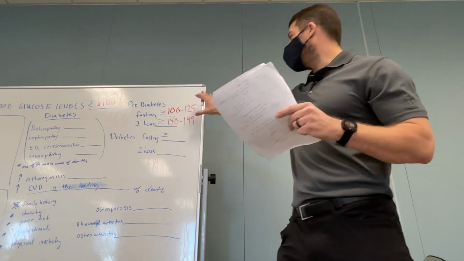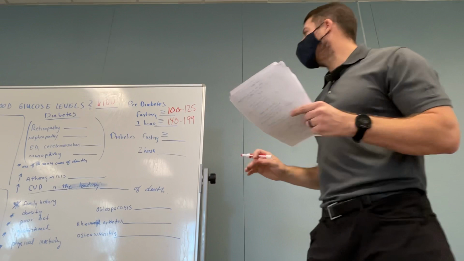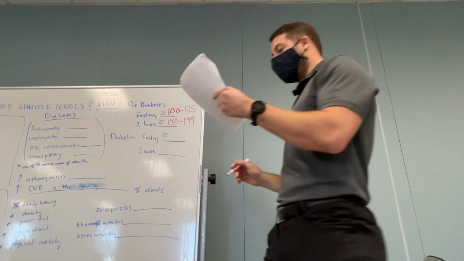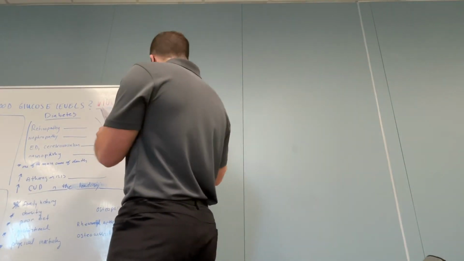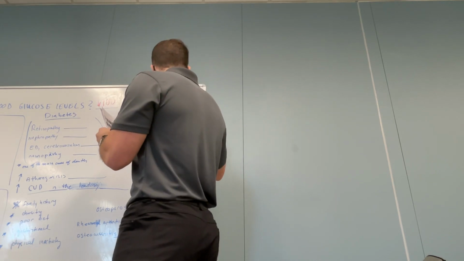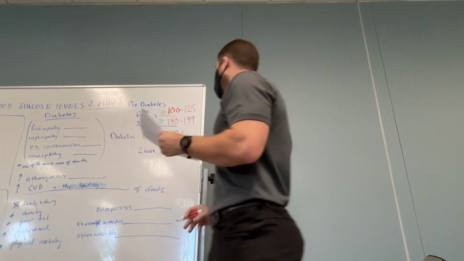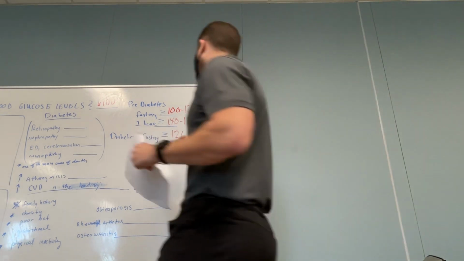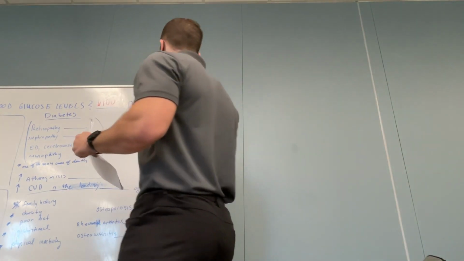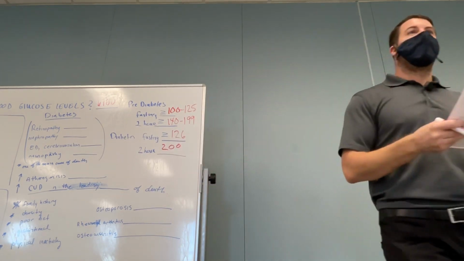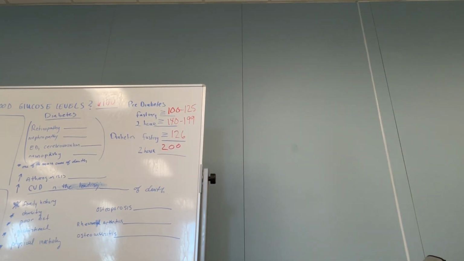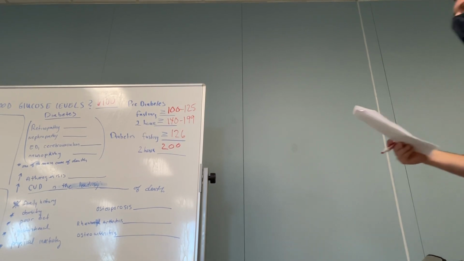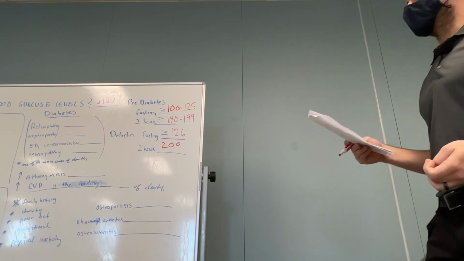And this has a hint. 126. So they're going to put 126 for this one. Okay. And what do you think the 2-hour blood glucose would be? 200. Nice. Okay. So that's how someone might assess that. Now, are we going to be able to assess this? I don't know. Some of our clients might have devices that show us what their blood glucose levels are, but this is something that doctors would probably be more responsible for.